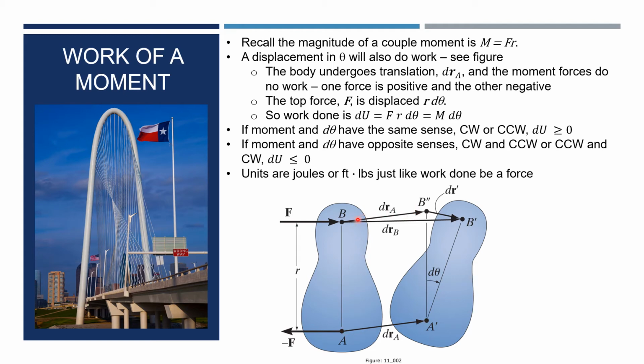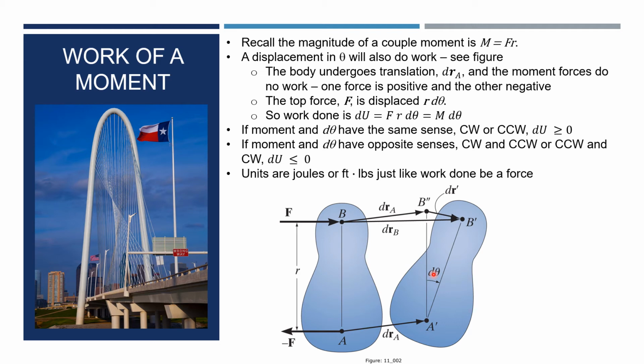So the force times this displacement, well, you have one as a negative force and one's a positive force. And they're both parallel. And the displacements are parallel. So they're going to cancel each other out. And all you're left with is this displacement and this force, which gives you the work done right here. dU, the work, is F, the upper force, times the radius, that would be this guy right here, times d theta.